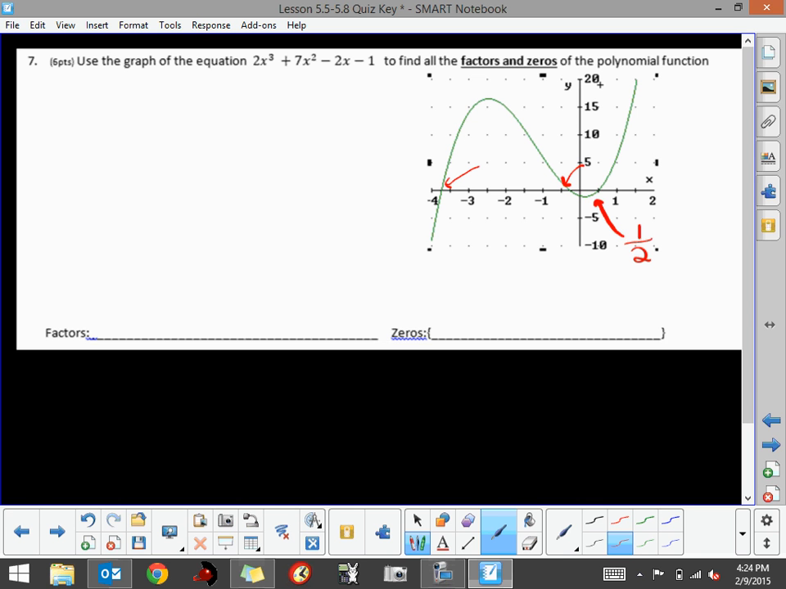We're going to have to find those through working with our synthetic division and factoring, or at least using our quadratic formula to find those other remaining two. So this one is pretty clear cut. We know one of our zeros already. It's a half. We just got to go find two more because it's a third degree polynomial.